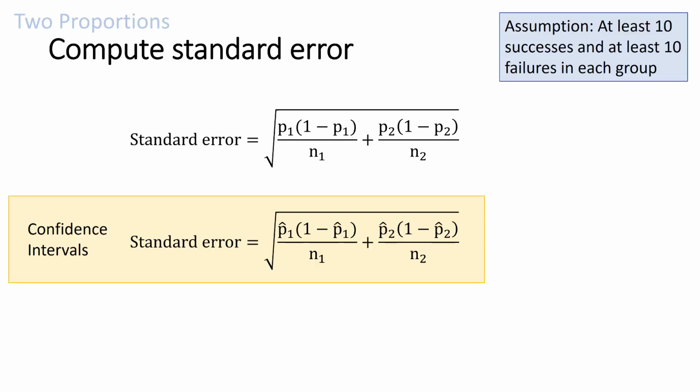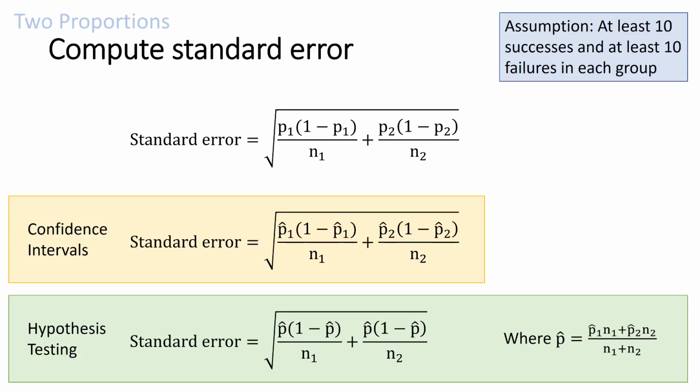When constructing a confidence interval, we'll use the sample proportions from each group. When conducting a hypothesis test, we're working under the null hypothesis, which states that the two population proportions are equal. That's why this formula is different from the one above. Here, p hat is the pooled estimate of the proportion. It's essentially the proportion overall, ignoring that there are two groups, or under the assumption that the two groups have the same proportion. I'll walk through an example now of computing the standard error using both of these formulas.